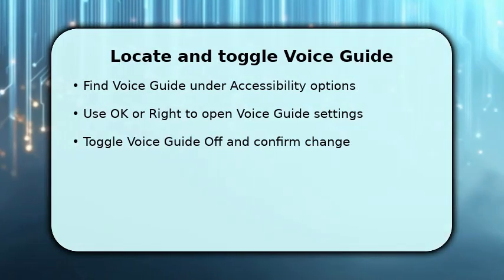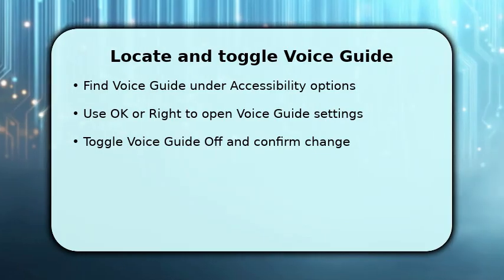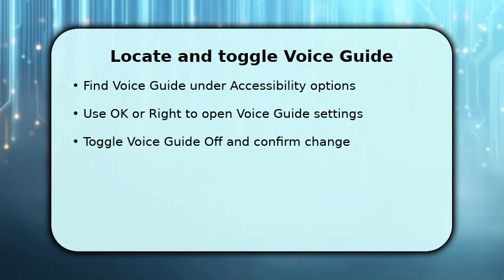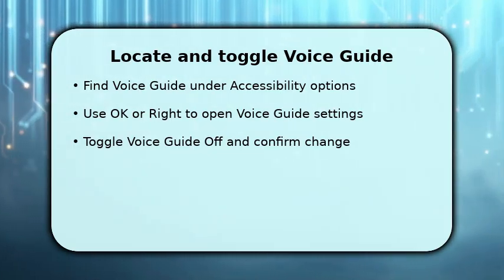Now that you're in accessibility, locate voice guide. Roku calls the narrator voice guide. You navigate with the remote arrows. Pressing OK opens its settings because the feature needs an explicit toggle. Once inside, select the on/off switch and choose off.